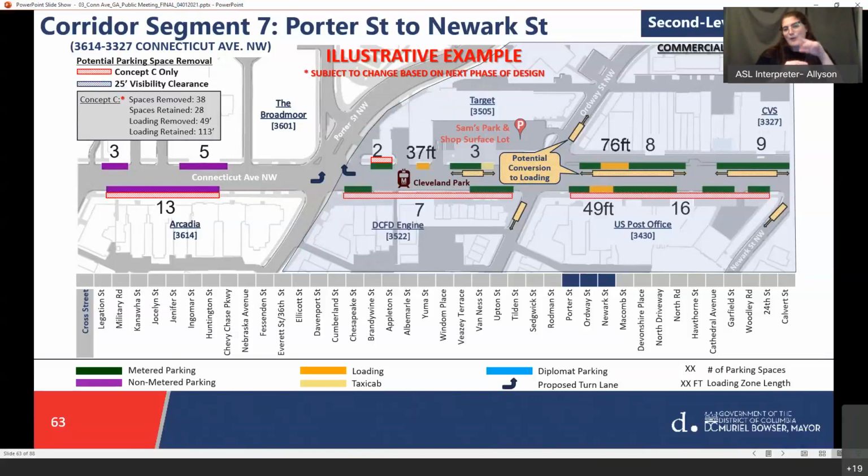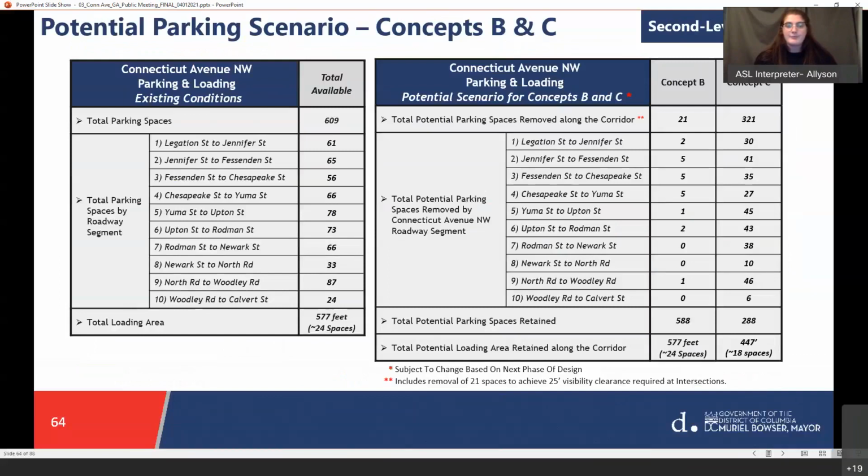This is really a summation of all the maps that we presented in the earlier learning room. You can see the total number of spaces, just over 600 available currently on the corridor, with about 577 feet of loading, which under Concept B, we'd be removing 21 spaces. Under Concept C, we'd be removing 321 spaces, retaining 288 spaces, and we'd also be retaining the majority of loading along the existing corridor. Next slide.